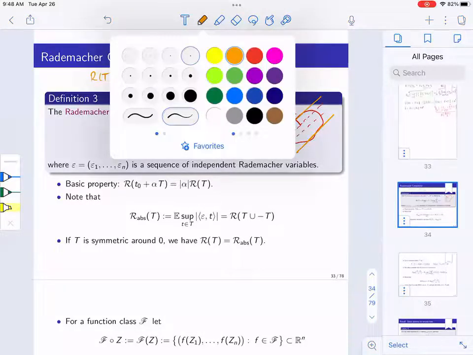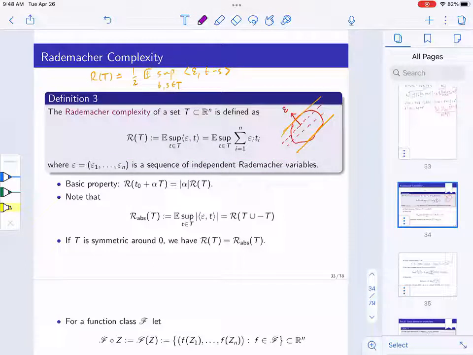The same idea can be used to measure the width using the Gaussian vector. So if this epsilon is replaced with a standard Gaussian vector, canonical Gaussian vector, then it will be called the Gaussian width. So you can call it Rademacher width if you want.